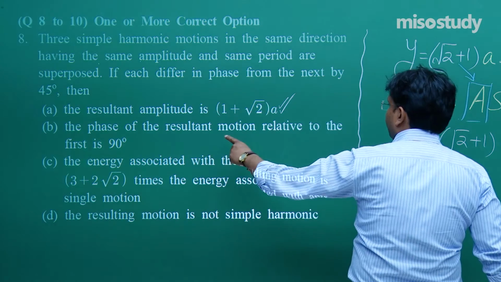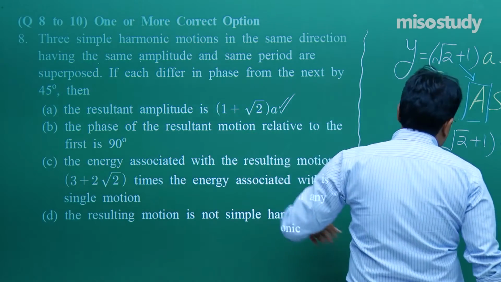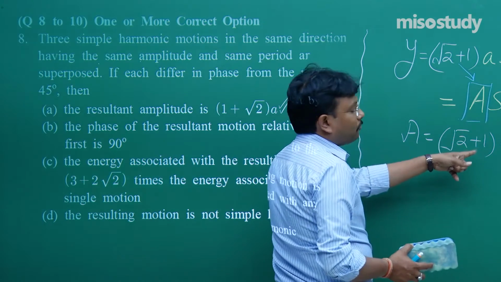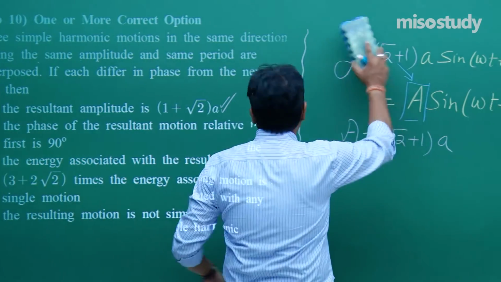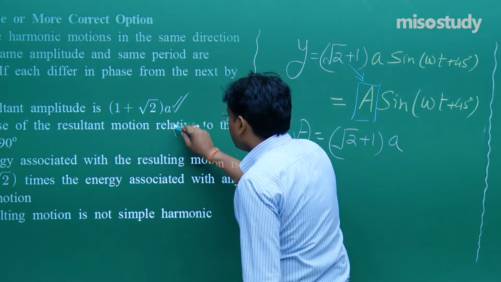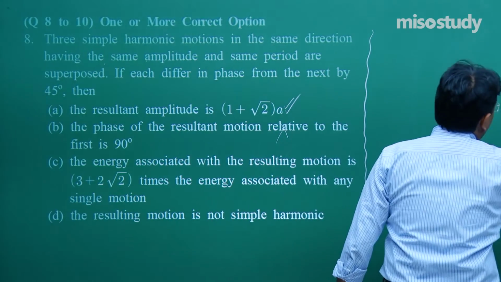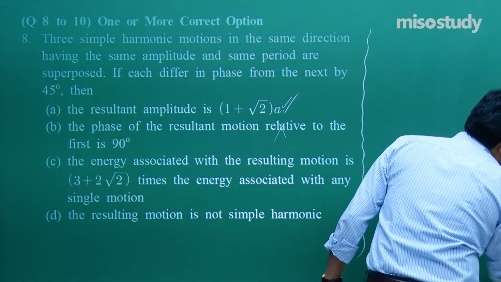Now the phase of the resultant motion relative to the first is 90 degrees, which is not correct. It is pi by 4, not 90 degrees. So this B is not correct. Let's move ahead, analyze C and D also.